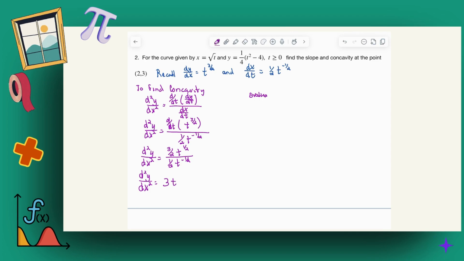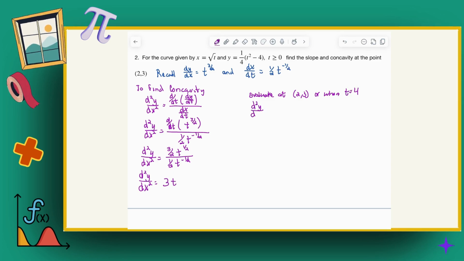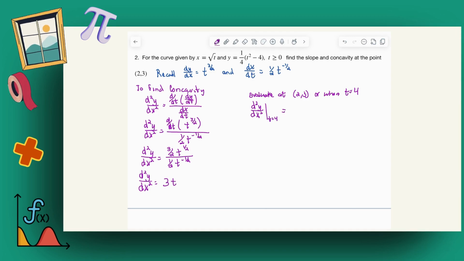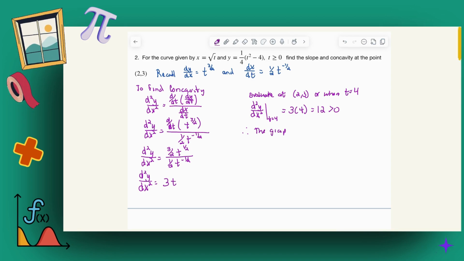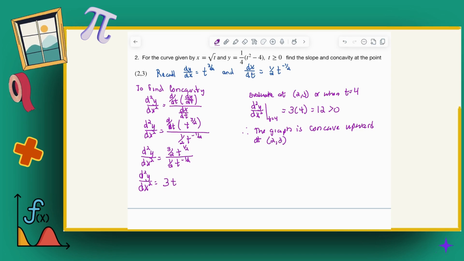Now we wanted to find the concavity at the point (2, 3). So what we need to do is evaluate at the point (2, 3), or when t is equal to 4. So let's plug into our second derivative, evaluate it at t equals 4, and that'll give us 3 times 4, which is 12. So I know the concavity at this point is 12, which is a positive number. And recalling from earlier calculus classes, when the second derivative is positive, our function is concave up. So we know our graph is concave upward at the point (2, 3).